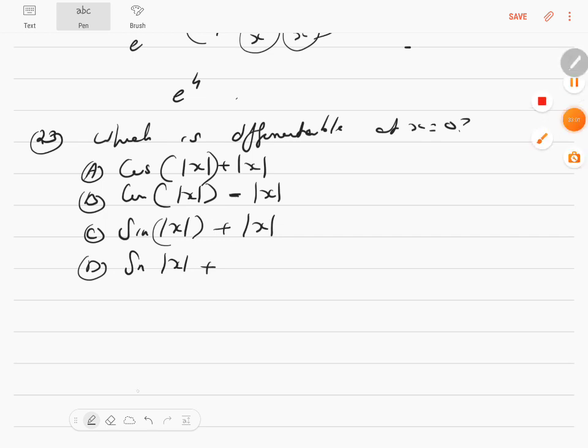I think this is actually with a minus x, minus mod x. These are the 4 functions. You have to find which of them is differentiable at x is equal to 0. So let me try this sum.